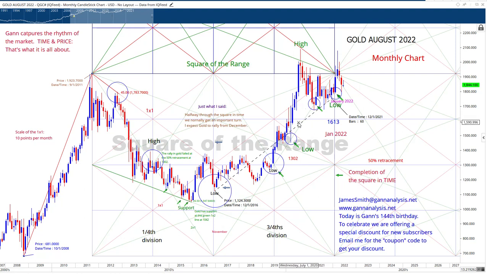And there's no time like the present because we have completed the square in time as of January. We had the rally, pulled back. I think we're getting ready for something special.